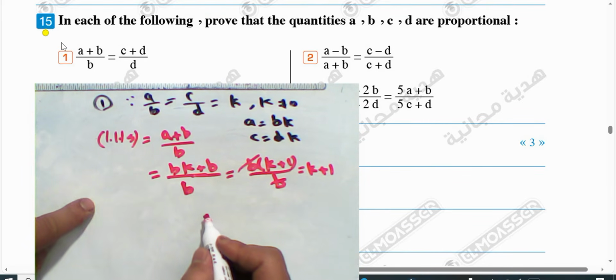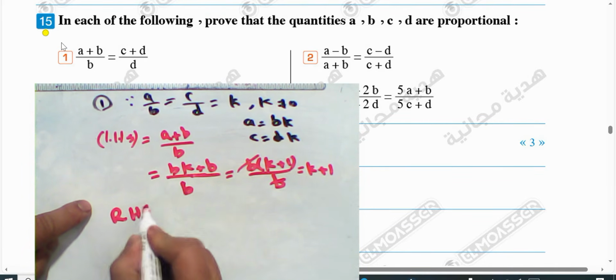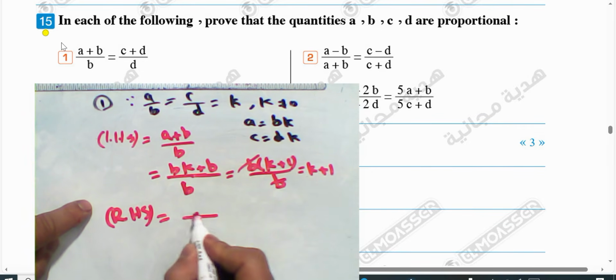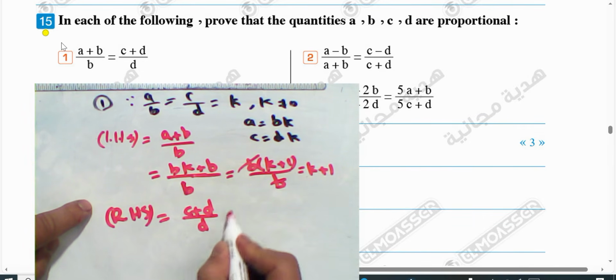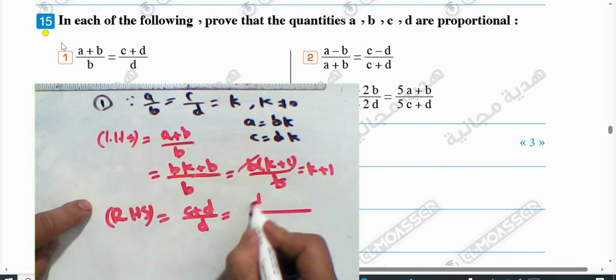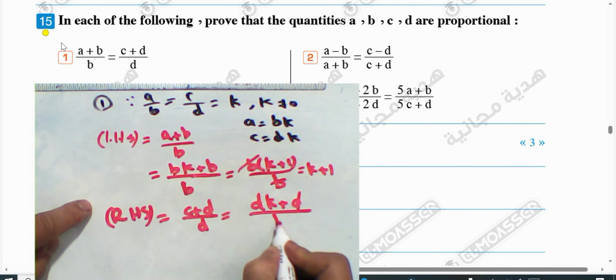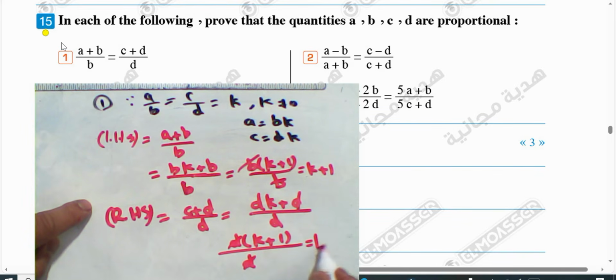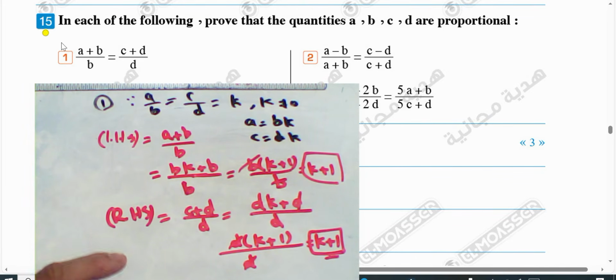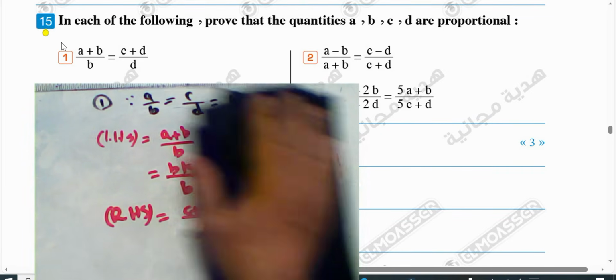That is the left hand side, and the right hand side is c plus d over d. c is dk, so dk plus d over d. You can take d as a common factor between the two terms, dk divided by d equals k and d divided by d equals 1. Simplified, the result will be k plus 1. Then the left hand side equals the right hand side equals k plus 1, which is the simplest answer.